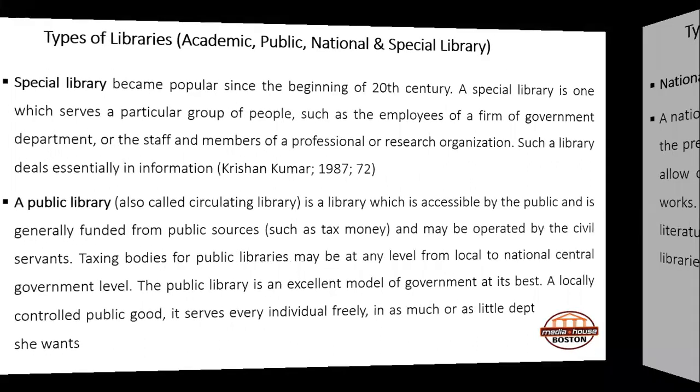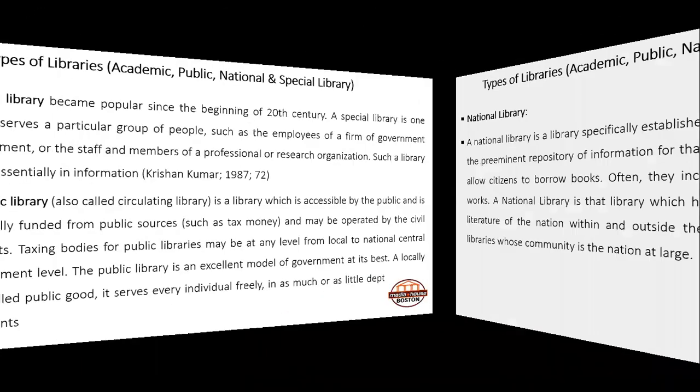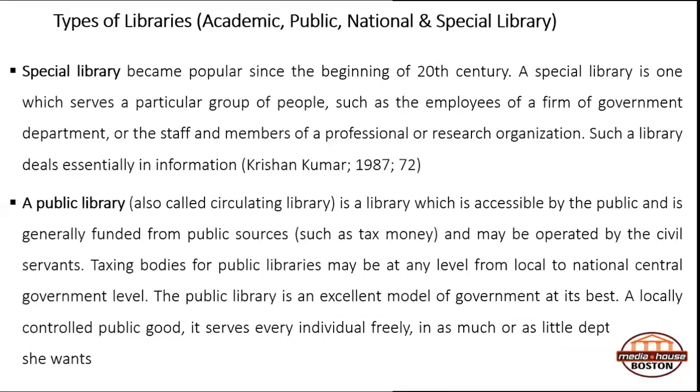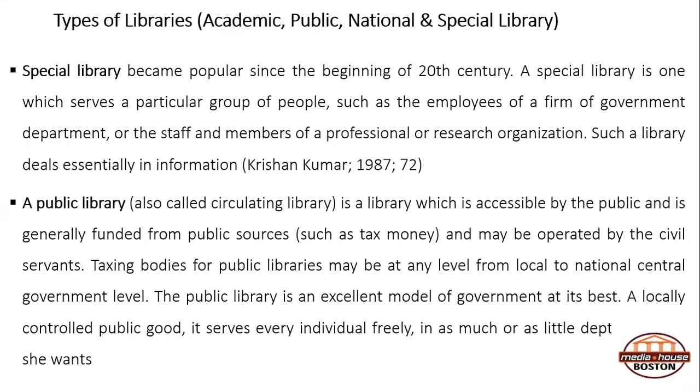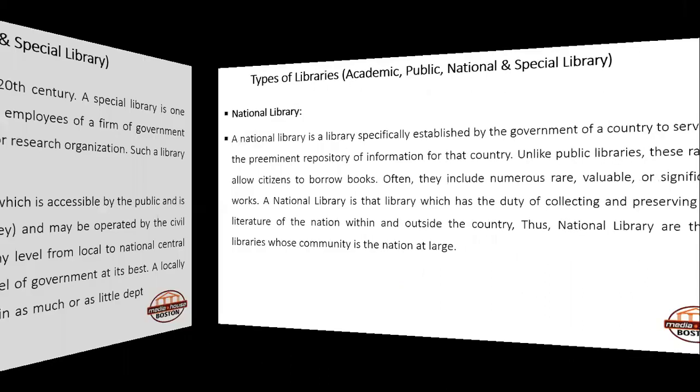Then we also have a public library. What does a public library do? It is a library which is accessible by the public and is generally funded from public sources, such as tax money, and may be operated by civil servants. Taxing bodies for public libraries may be at a level from local to national central government level. The public library is an excellent model of government at its best, a locally controlled public good. It serves every individual freely.